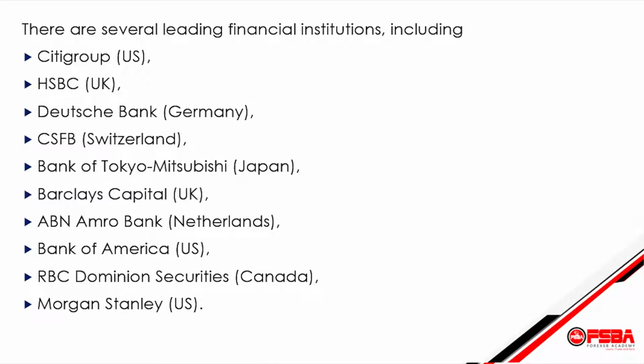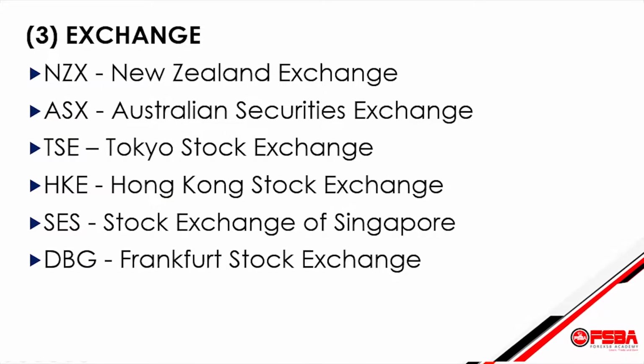There are several leading financial institutions in the world, including Citigroup, which is located in the United States of America, HSBC, which is located in the UK, CSFB in Switzerland, Bank of Tokyo in Japan, and the likes. We also have the Bank of America in the US and the likes. Also, we have the exchanges.